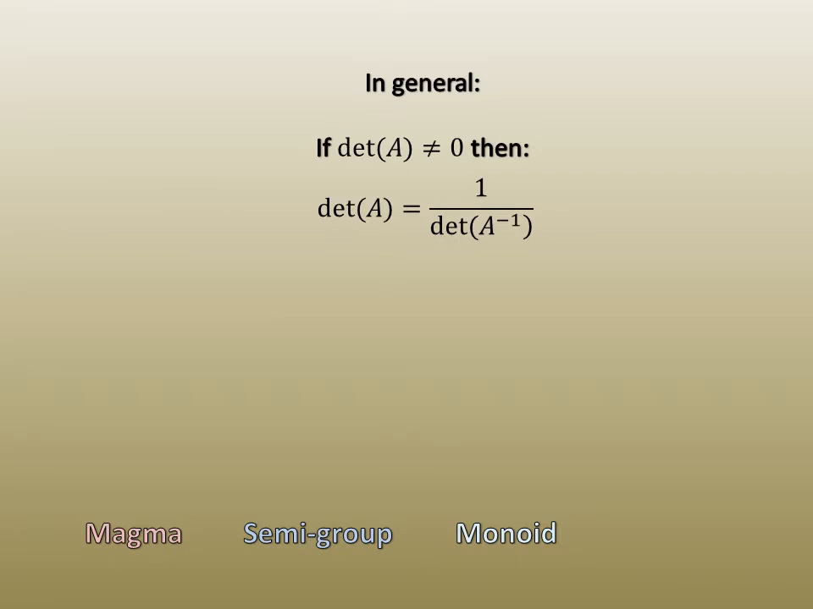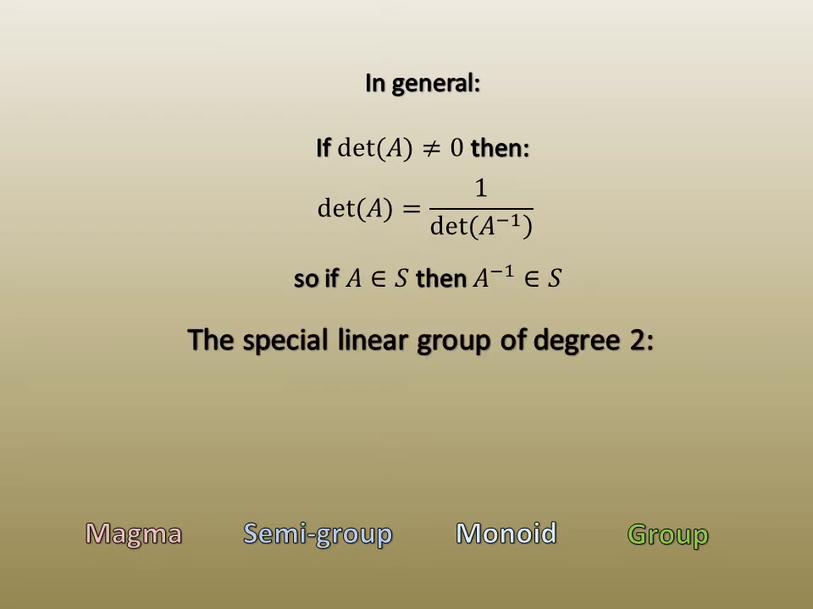All the elements of the underlying set have inverses, but it remains to prove that the inverses are members of the underlying set. We again appeal to general results from linear algebra. As the determinant of a matrix is a reciprocal of the determinant of the inverse of that matrix, then the inverses of members of the underlying set are themselves members of the underlying set, and always exist. So we have a group. This group is called the special linear group of degree 2 over the real numbers, and is denoted in this way.